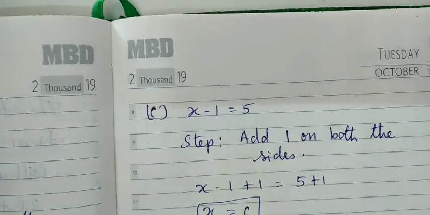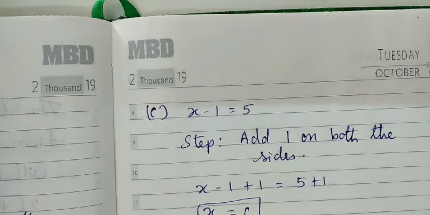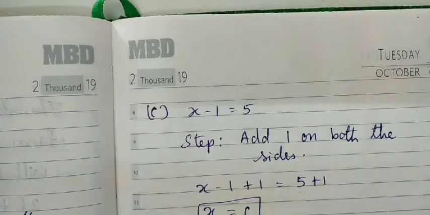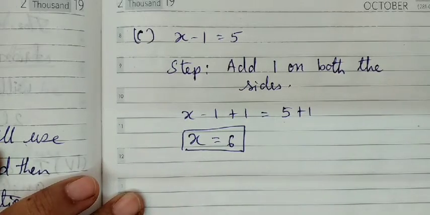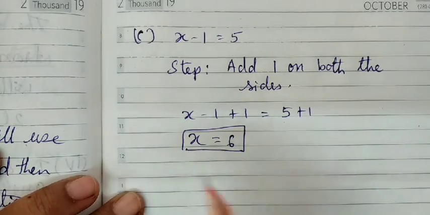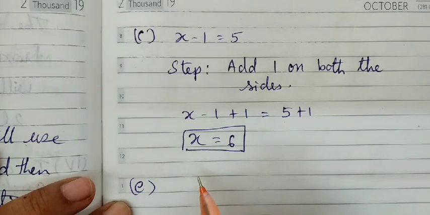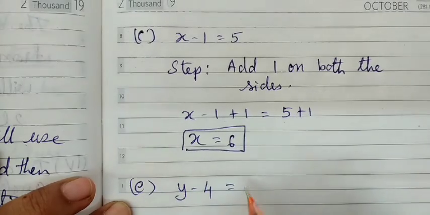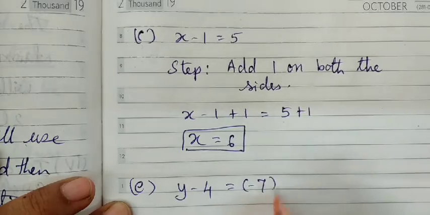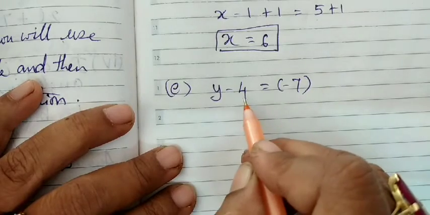This is how. One more sum I will do for you, and then the rest of the sums you will do yourself. That will be your self practice. One more, that is E, I will perform for you. What if you get a negative number on the right hand side of the equation? y minus 4 is equal to -7. Well, the step will be the same as here, -4.